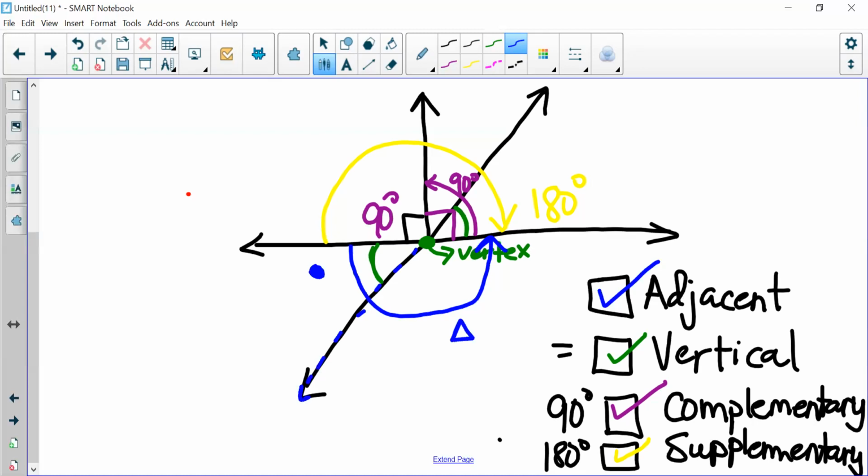That's all an adjacent angle is. It means that two angles are side by side, and they share a common side.